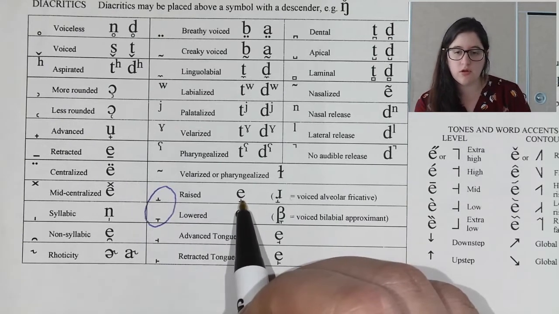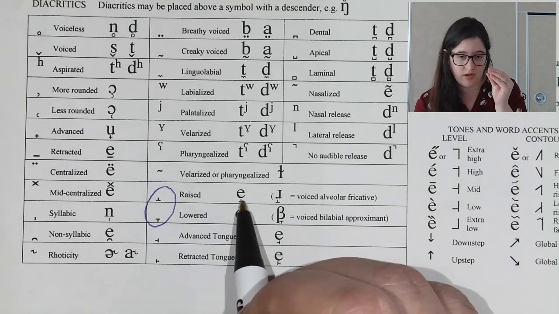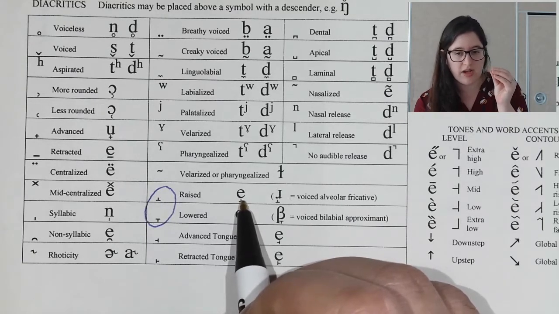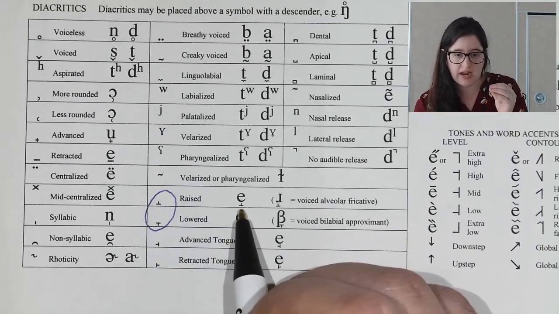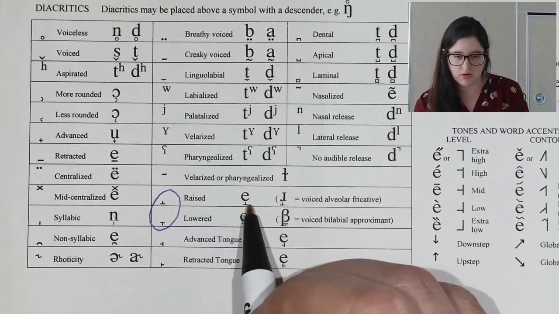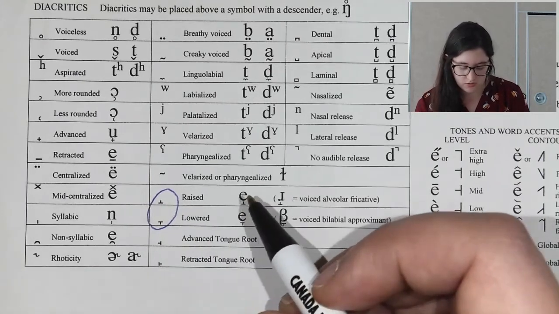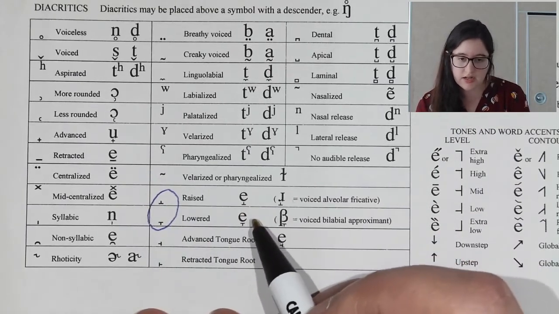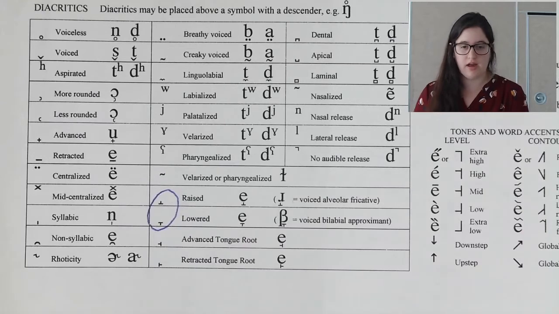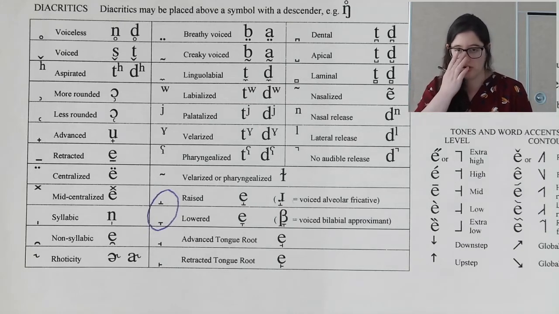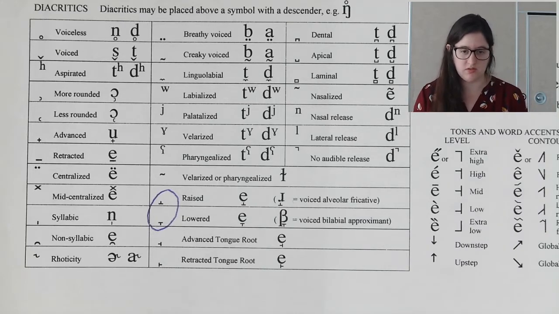So if you close it or raise it a little bit, you're not all the way to an I vowel, that's a different symbol, but you're a little bit more raised than the prototypical A vowel. So you can use these raised and lowered diacritics to help you remember that this is a little bit more closed or more raised, or it's a little bit more open or lowered than the actual symbol represents.